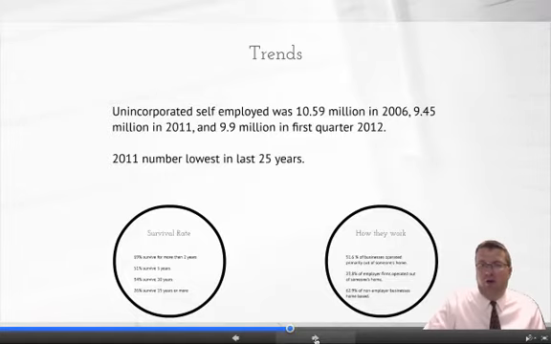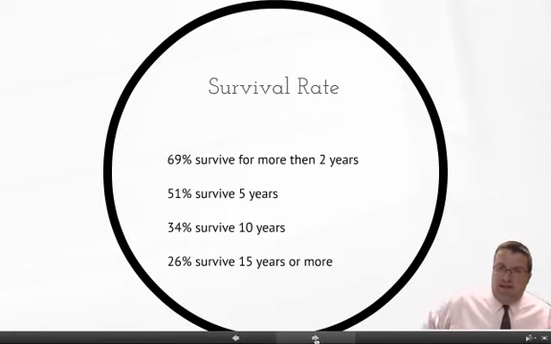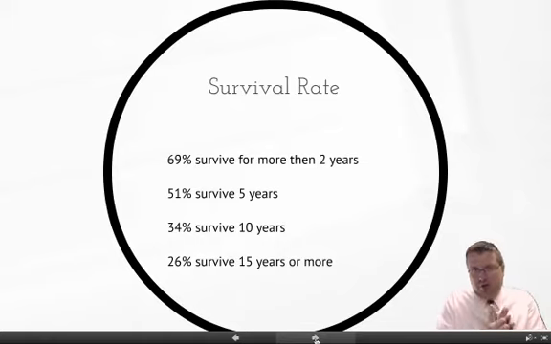Now let's look at what our survival rate is going to be. When we look at survival rates, 70% of small businesses last for more than 2 years. Where we see a big jump is from year 2 to year 5. Now that number goes down to 51%. 51% of small businesses are only going to survive 5 years. Then when we jump to 10 years, 34%. And then a little bit more than a quarter of them are going to survive for more than 15 years.